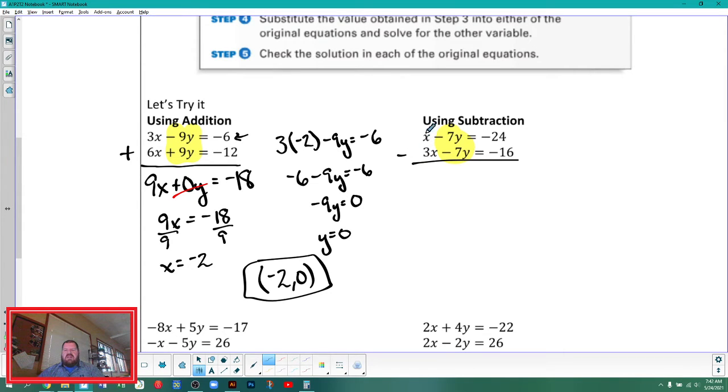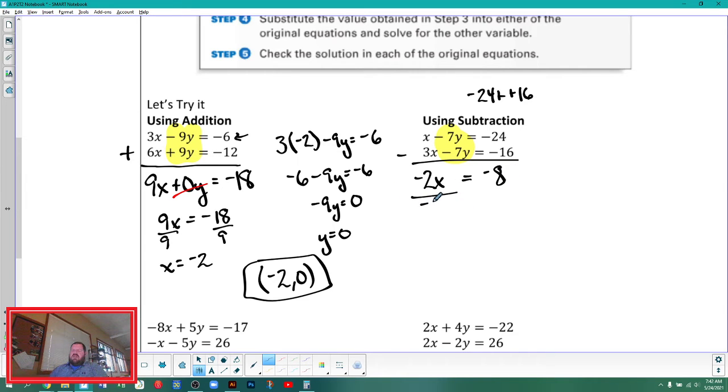Now, the trick here is that I have to think about x minus 3x. Not too bad. X minus 3x is -2x. -7y minus -7y would turn into -7y plus 7y. And so that would be 0y. And then below I have -24 minus -16. And this is the difficulty with the subtraction, is that I have to think about this as -24 minus -16. That would turn into addition, and that would give me -8.